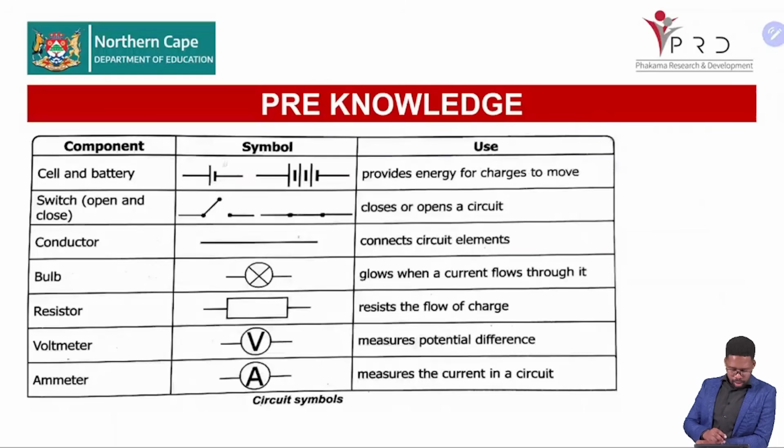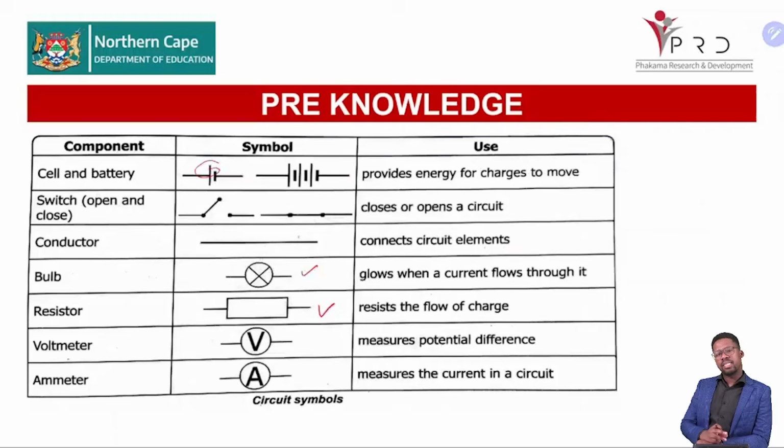So these were the components that you were using in grade 6, 7, 8, 9. A cell is represented in this manner. A battery, it is the connection of many cells. Switch, if the switch is open, we know there is no current that will flow to the circuit. If the switch is closed, the current will flow throughout the circuit. And then a straight line represents a conductor. And then we're having what you call a light bulb. Sometimes you don't use a light bulb, we use a resistor.